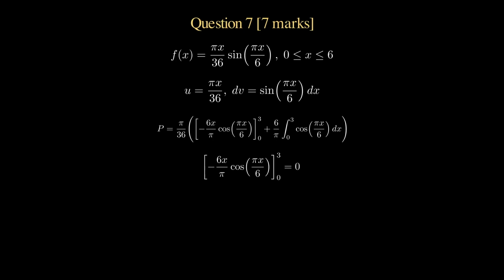The first term evaluates to 0 at both limits. We are left with 1 over pi times sine of pi x over 6 evaluated from 0 to 3. This gives the probability as 1 over pi.